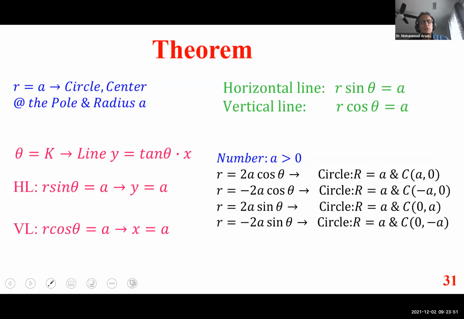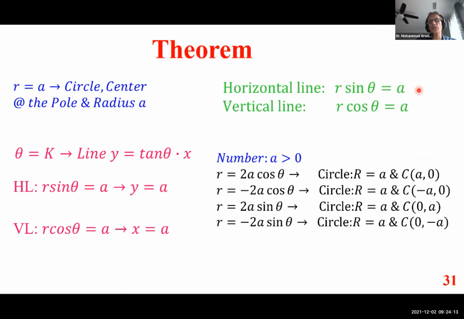All right, so the synopsis of what we have done is as follows. If r is a constant, a number, we end up with a circle, which has the center at the pole with the radius a. If we have r sine theta equals a constant, that's a horizontal line.